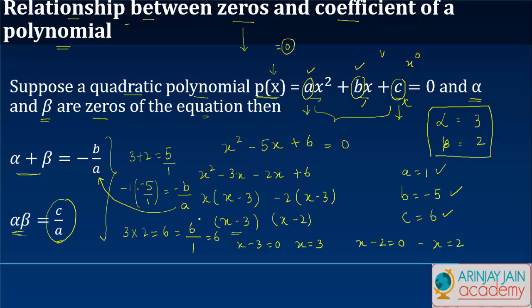So effectively, we can safely assume that for any quadratic equation, or polynomial, ax squared plus bx plus c equals 0, with alpha and beta as the zeros of this polynomial, the sum of the zeros is equal to minus b upon a, and the product of the zeros is equal to c upon a.